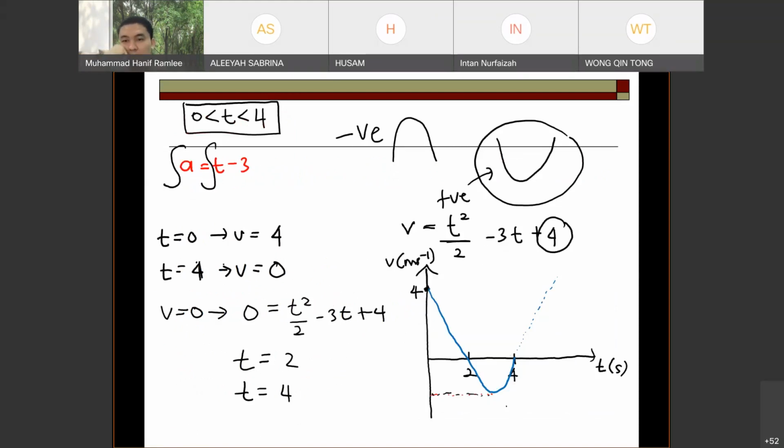Negative 0.5. Correct, Farah Amira. It should be negative 0.5. But how did you get it? Yeah, completing the square. Who said this? Wong Kin Tong, can you explain further by completing the square?